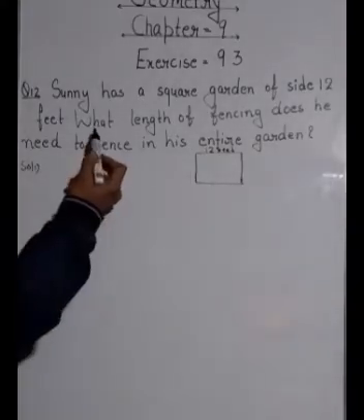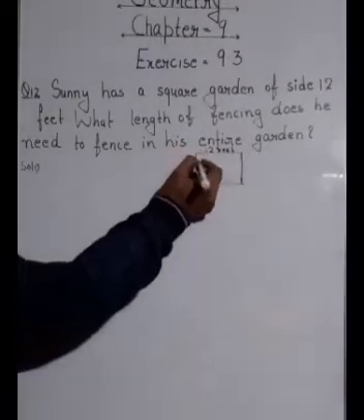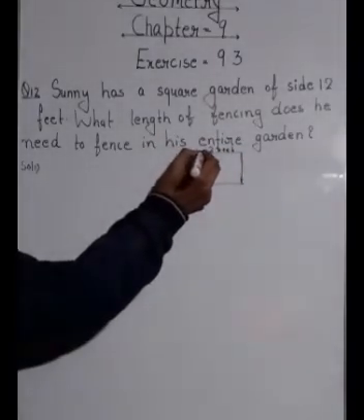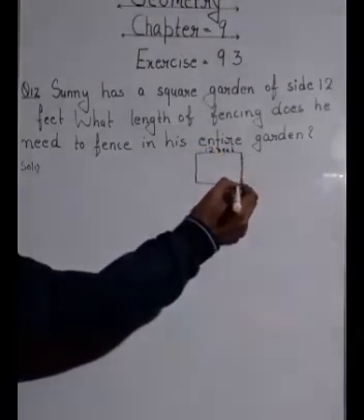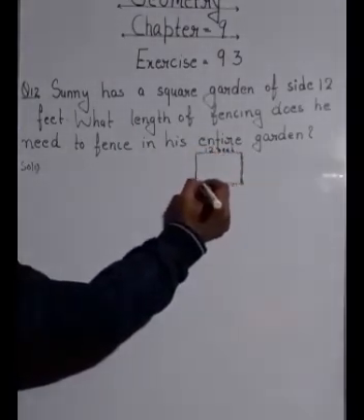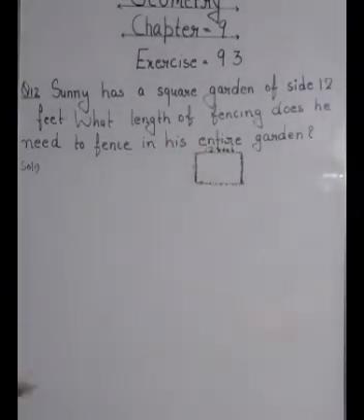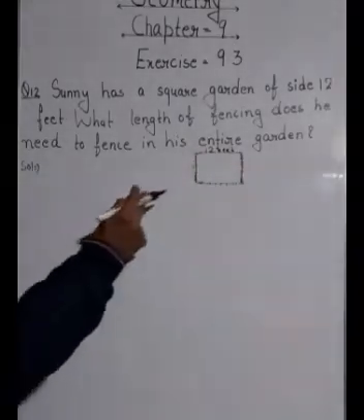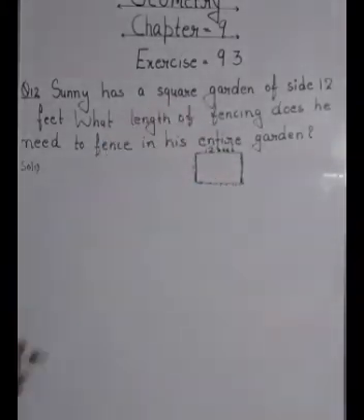Now what he has to do? He has to do the fencing of his garden. It means he has to make a boundary around his garden. Now boundary means you have to cover the boundaries only. Okay, it means you have to do the fencing in this area. Now you can tell me that this area is the perimeter. Okay, I told you that the outer boundary is known as perimeter. It means you have to find the perimeter of the square.